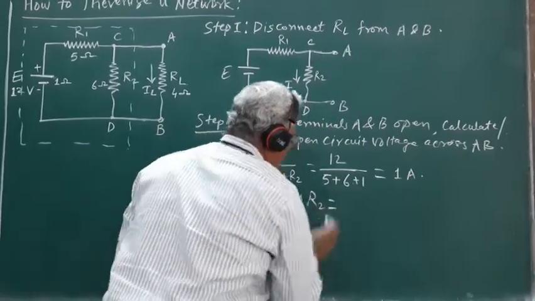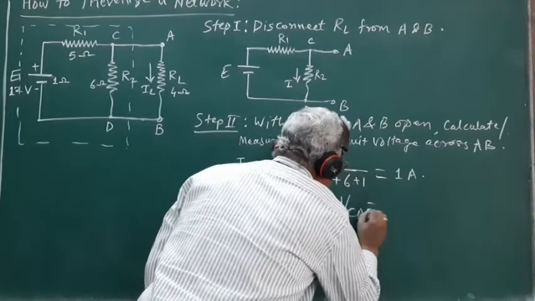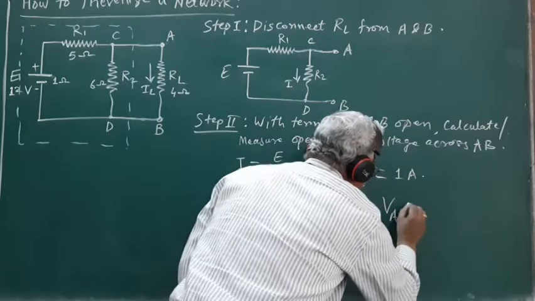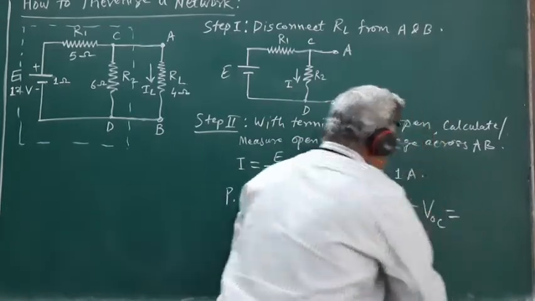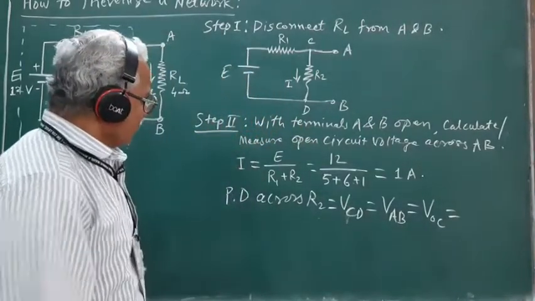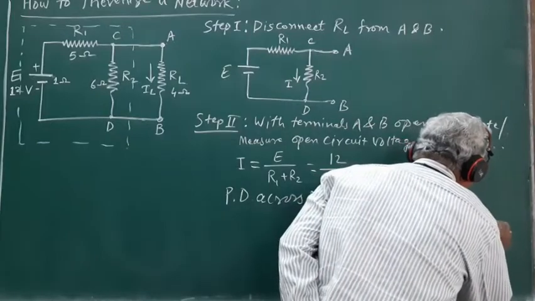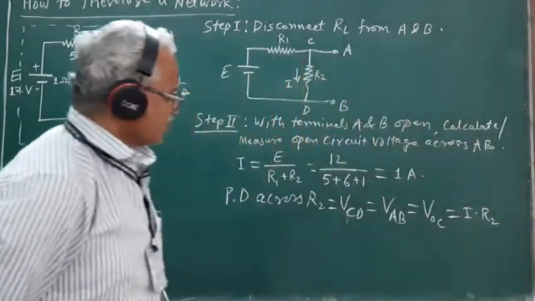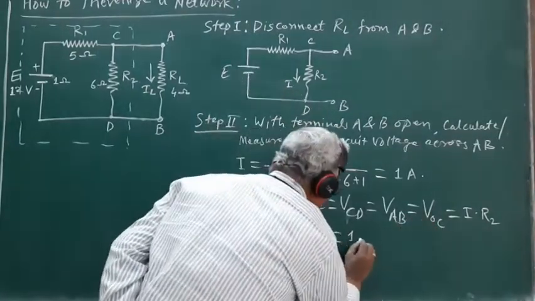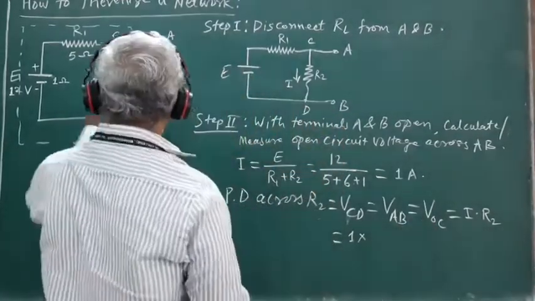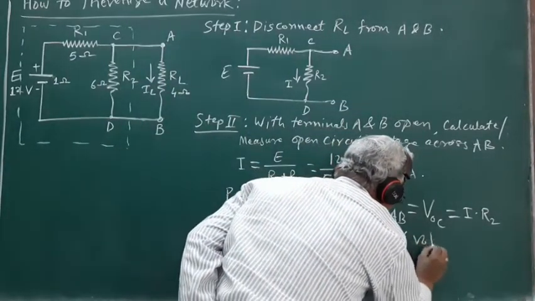E across R2 is nothing but VCD, that is nothing but VAB, which is nothing but equal to VOC, and this is equal to the product of the current flowing through this resistance R2 multiplied by the value of the resistance R2. So this is equal to I, 1 ampere, multiplied by R2, 6 ohm. So this is equal to 6 volt.